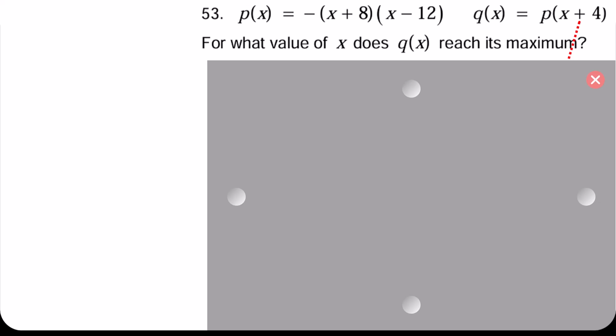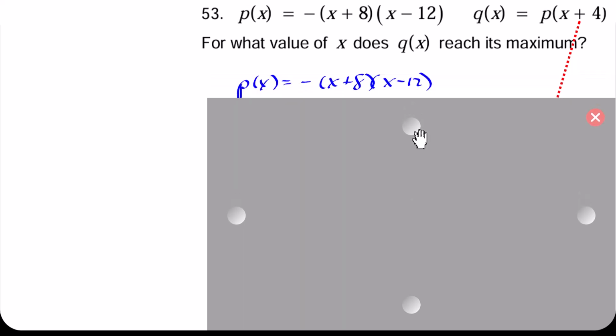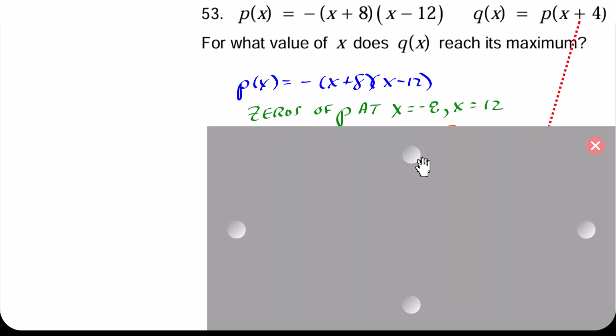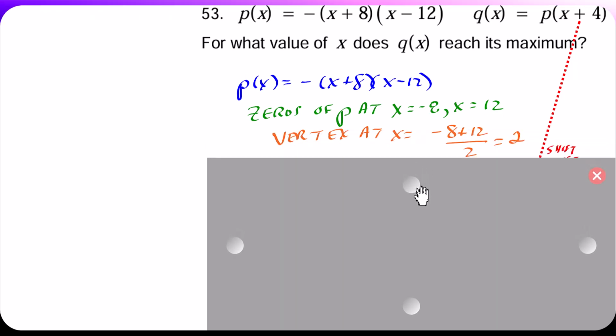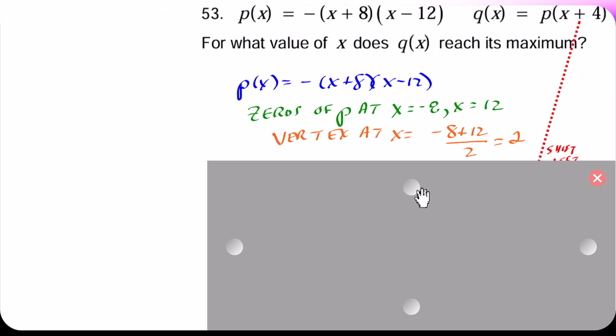Let's first look at an algebraic solution. So this is our function p of x. You'll notice that the zeros of p are at x equals -8 and x equals +12. And so the axis of symmetry should be halfway between those two. And that's also where I'll get the x-coordinate of the vertex. So I'm going to find the average of -8 and +12 by adding them up and dividing by 2, and that's going to be at x equals 2.